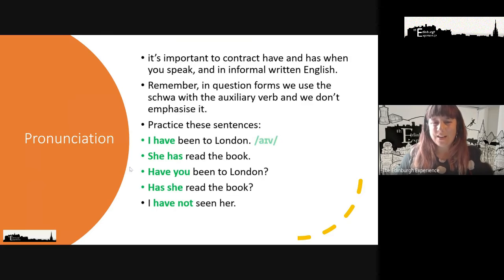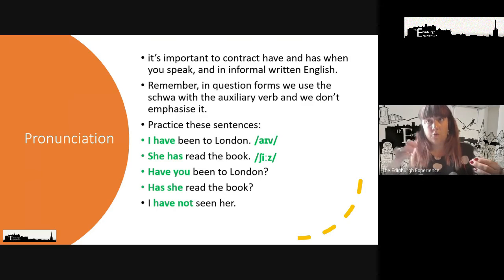Okay, so the first one here, the contraction here will be like I've, yeah? But remember, you need to make your block of sound. So it's not I've been, that's what's going to be combined as your one sound. I've been to London, okay? She has will contract into she's, yeah? But again, we need to make that block of sound with our participle, right? She's read.